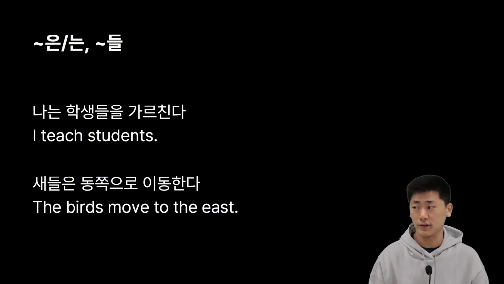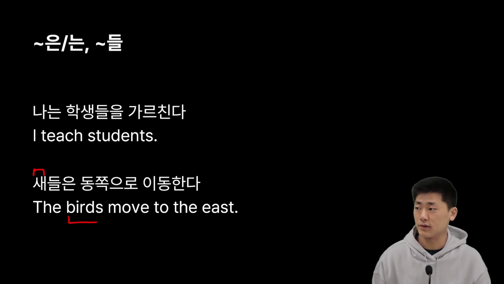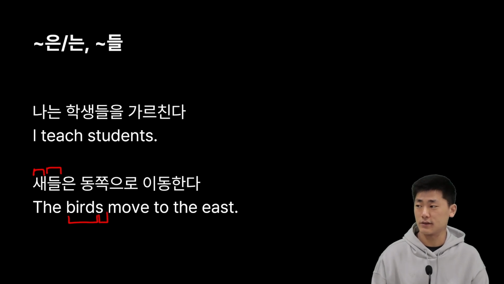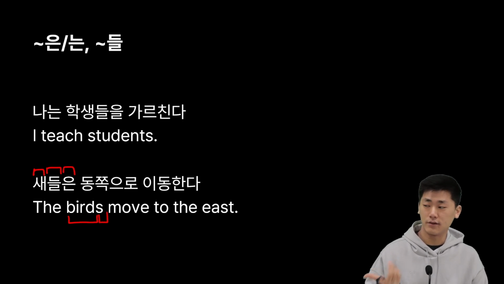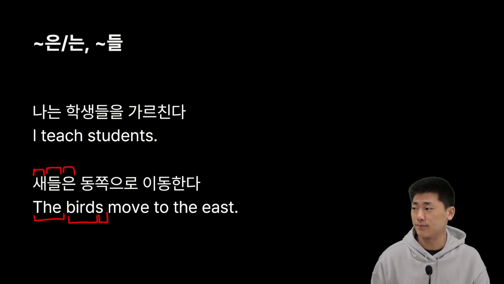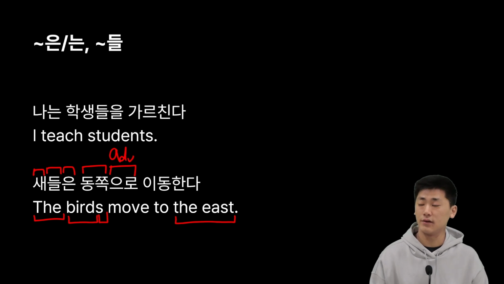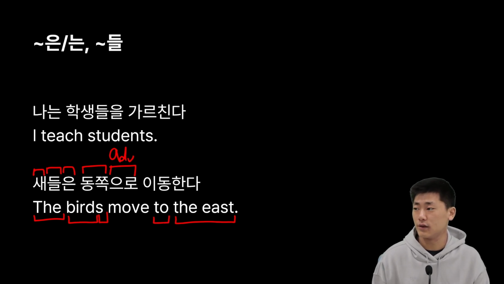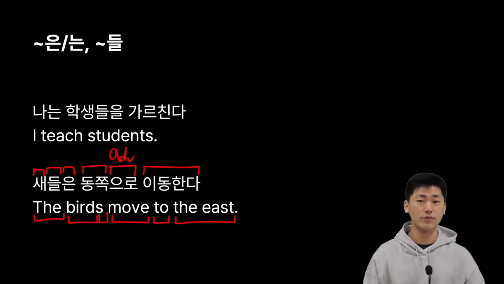And move on to the next. 새들은 동쪽으로 이동한다. The birds move to the east. In this sentence, 새 means bird. And 들 is the auxiliary particle, which shows plural, so it can be translated into suffix s. And 은 is the auxiliary particle, which is translated into determiner the here. And 동쪽 means the east. And 으로 is an adverbial case particle that we learned, which is translated into to. And 이동한다 means move.